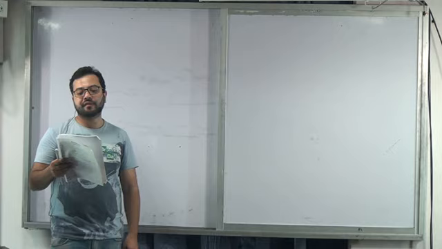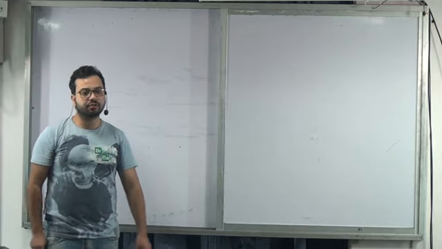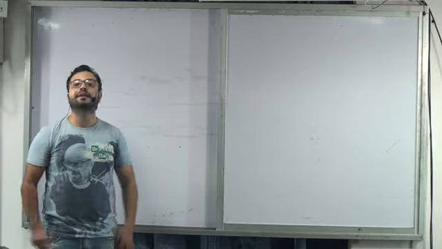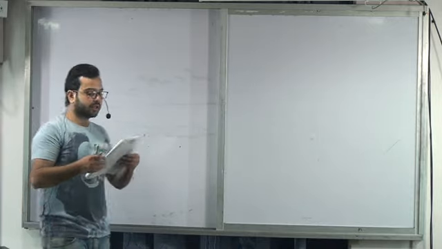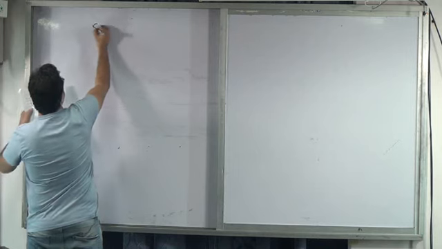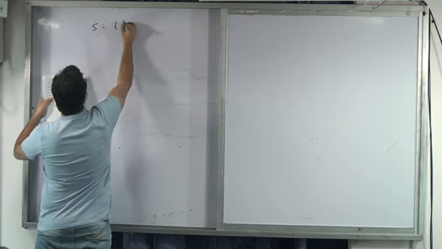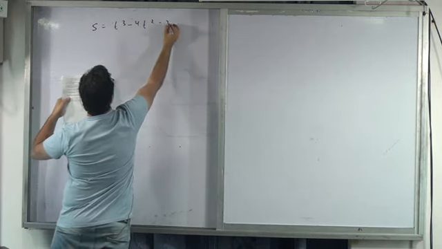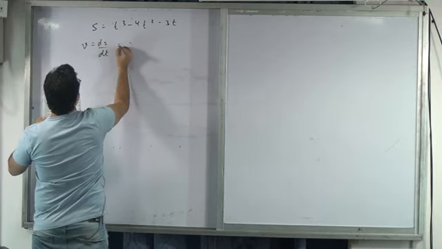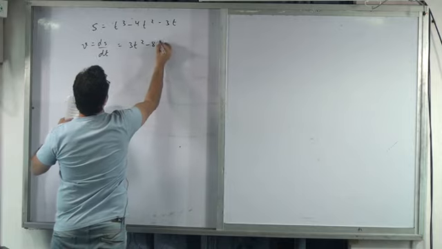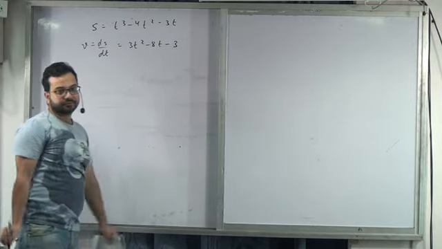So what is required? Find the acceleration when velocity is 0. So first of all, you should find out when the velocity is 0. For that you need to find out what the velocity is. Okay, so what will be the velocity? S is equal to t cube minus 4t square minus 3t. So the velocity will be ds by dt, and that will be 3t square minus 8t minus 3.